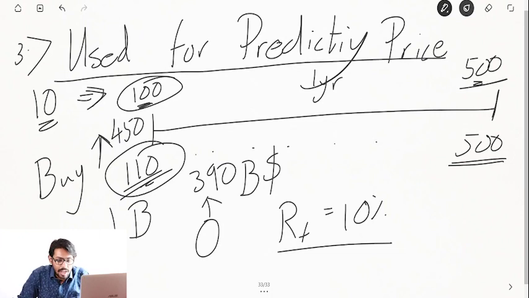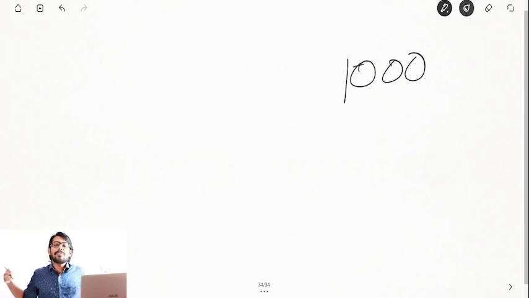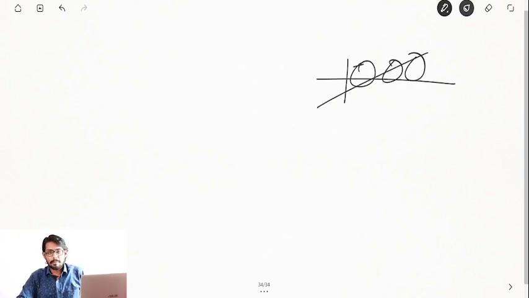Understand, for a share, how much is the share capital? You have 1,000 shares in the market. Then even if you have $1 billion with you, you can buy only 1,000 shares. Okay. But with futures, understand, there is no restriction of authorized share capital.